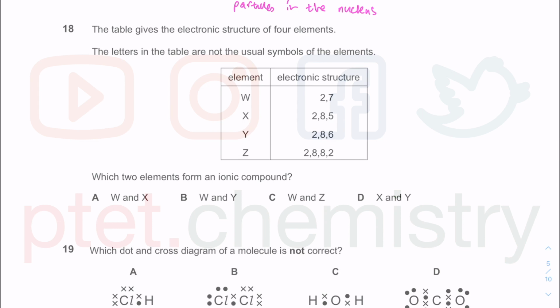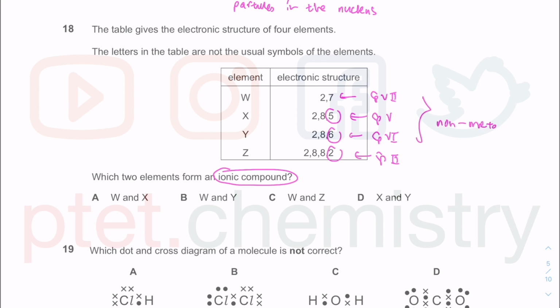Question 18, so which one forms an ionic compound? If you look at this, this is group 7, this is group 5. You look at the outer shell, this is group 6, not group 7, I beg your pardon. This is group 2. So these are all non-metals, and this is a metal.